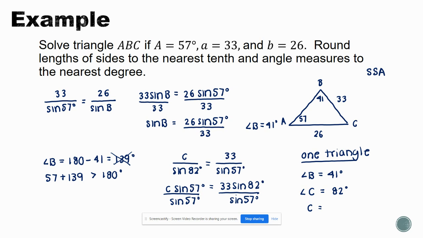And if we round to the nearest tenth, then we will get the side of C to be 39.0. And so once again, because we have one triangle, we just found all the missing pieces, and that would be our final answer.